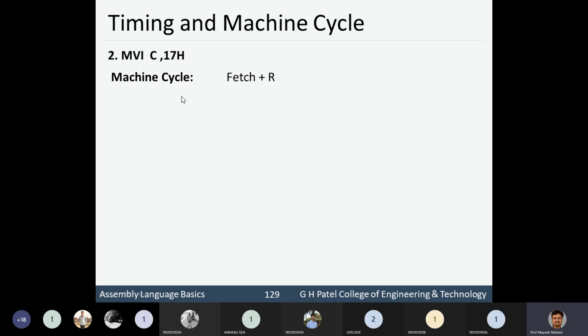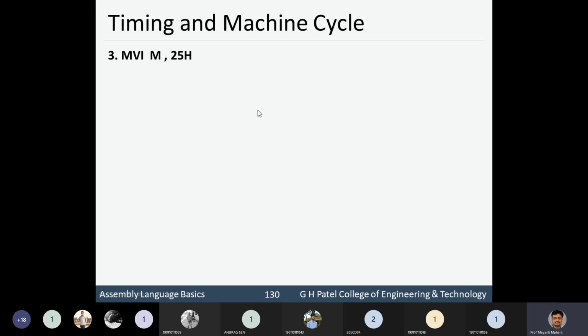Now if it is MVI C, 70, you know that this is a 2 byte instruction. For that it will require one machine cycle to fetch the opcode. We already distinguished that MVI C is your opcode and 70 is your operand. One machine cycle is required to fetch the opcode, and the other is required to read the content. So actually it requires 2 machine cycles. For timing, fetch will require 4 T states and read will require 3 T states. So in all it will require 7 T states.